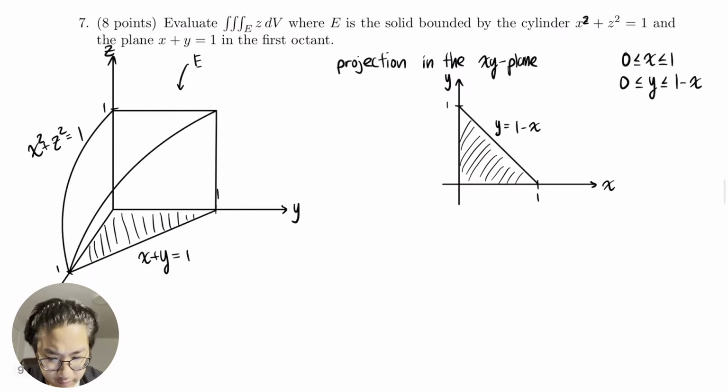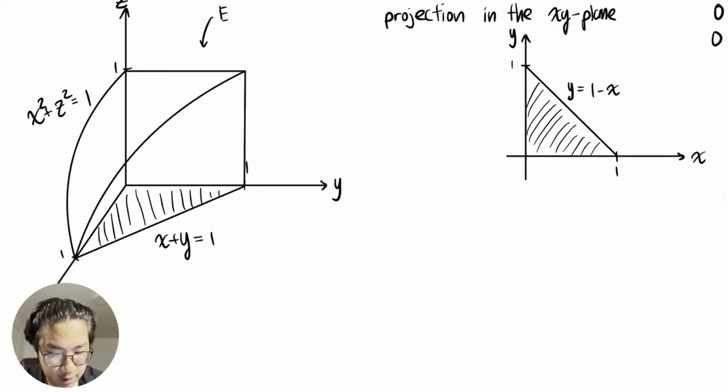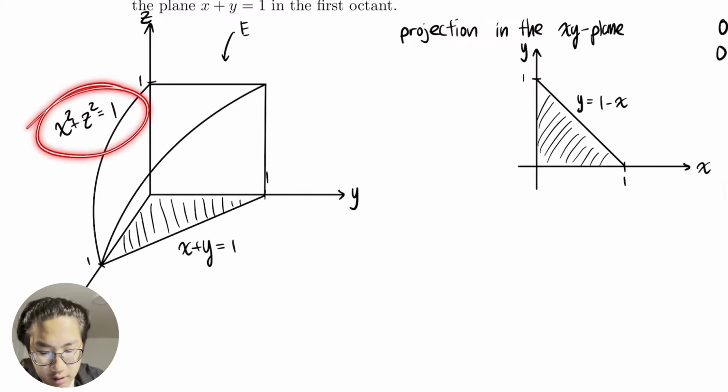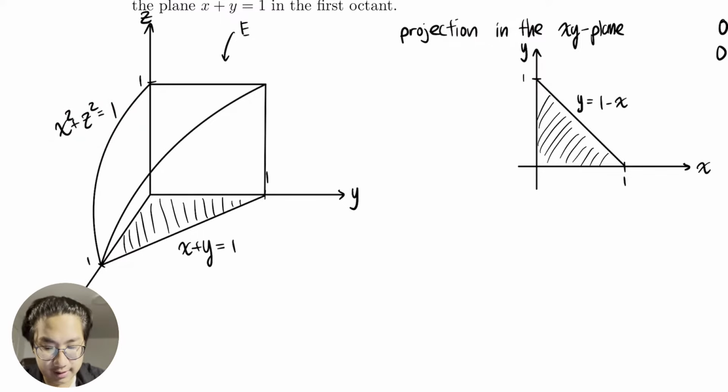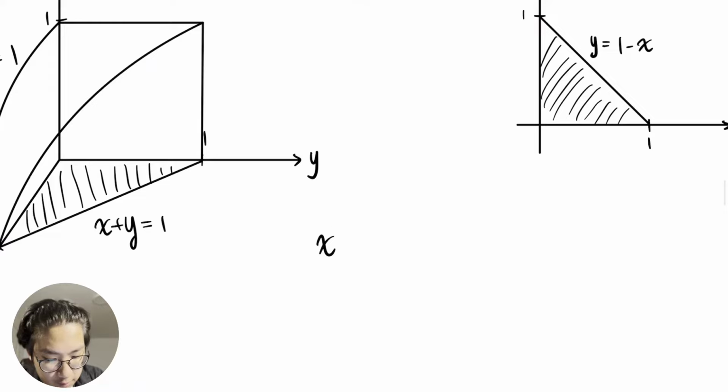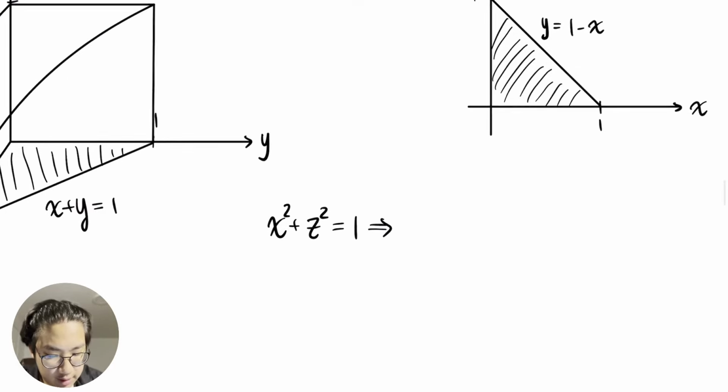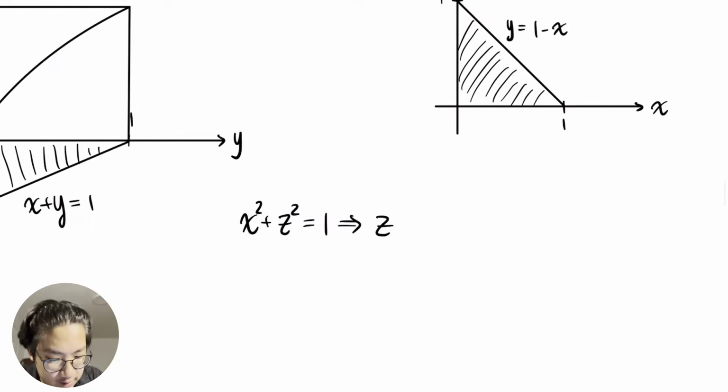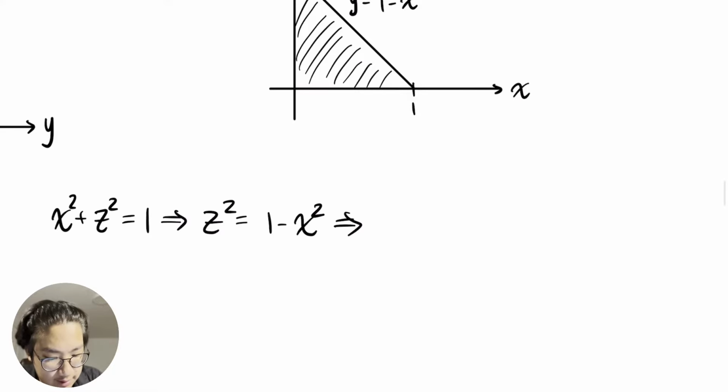Okay, so to proceed with that, we then need to solve for z in terms of x. So we have x squared plus z squared is equal to 1. And then now we can further solve for z. So z squared is equal to 1 minus x squared, which then gives you that z is equal to plus or minus the square root of 1 minus x squared.